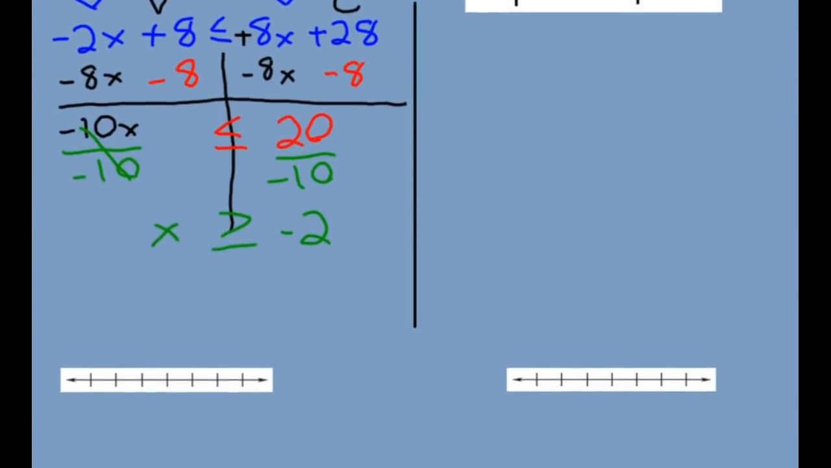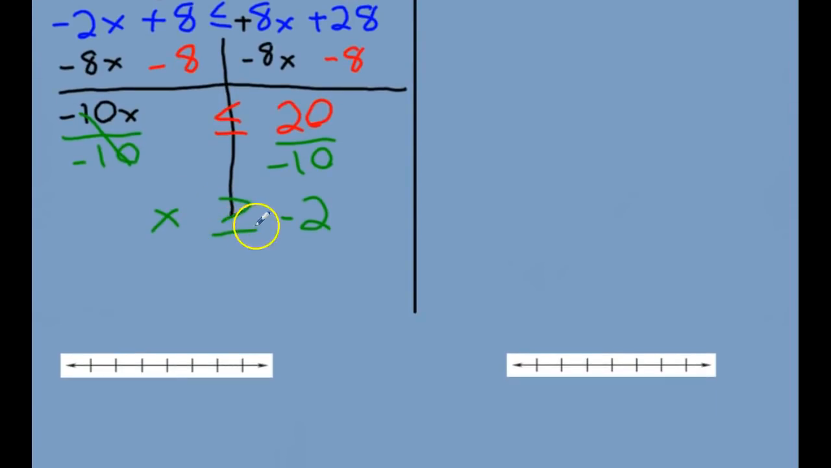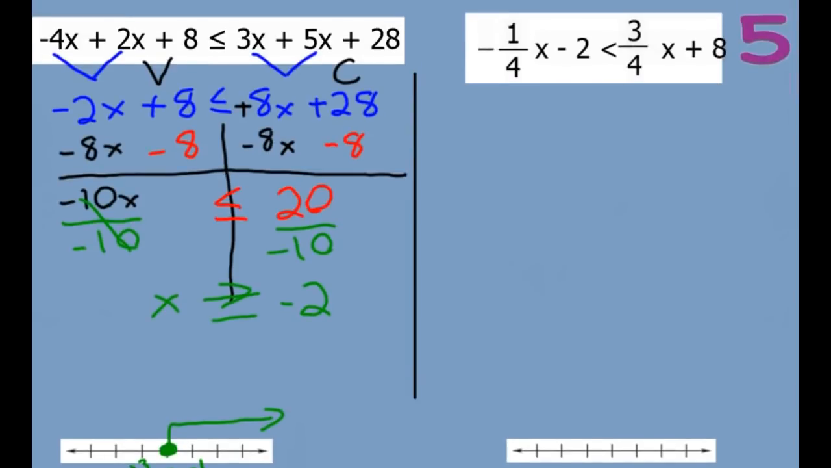So to graph that, we have an or equal to, so it's a closed circle at negative 2. 1 greater is negative 1, 1 less is negative 3. Our arrow is pointing to the right, so we have an arrow pointing to the right. And our last problem.